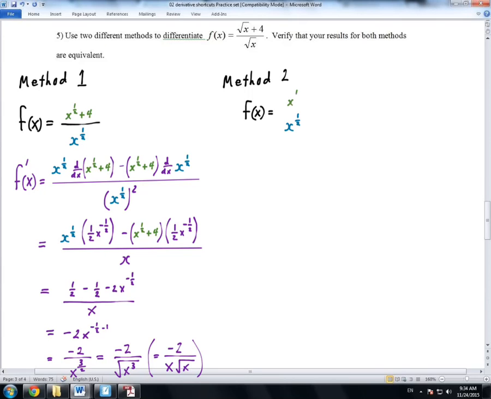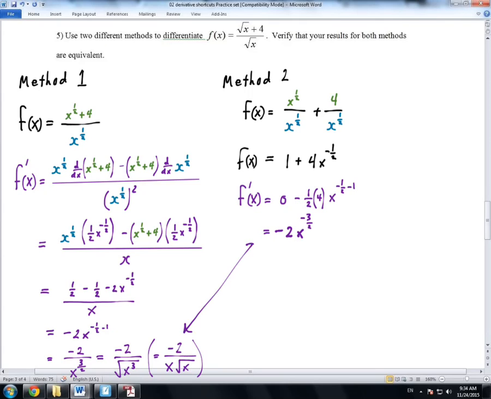Instead, what if I looked at the function and decided to distribute the x to the 1/2 on the bottom so that I just get that? And this is a much easier function to differentiate because it's just a polynomial, and there it is. That's the derivative.